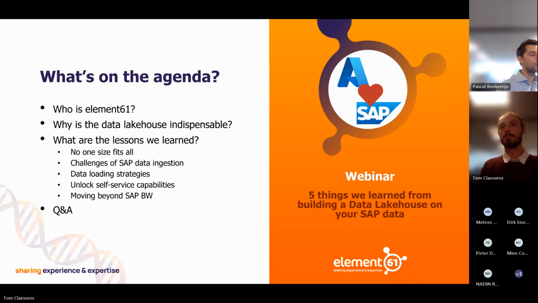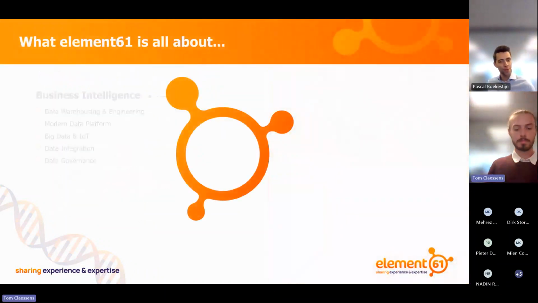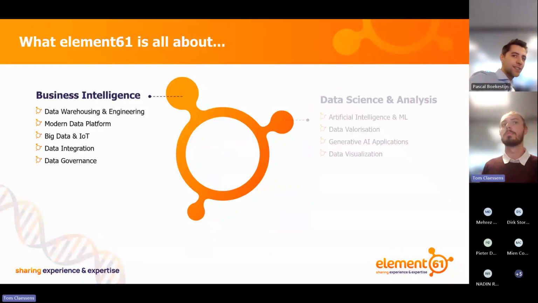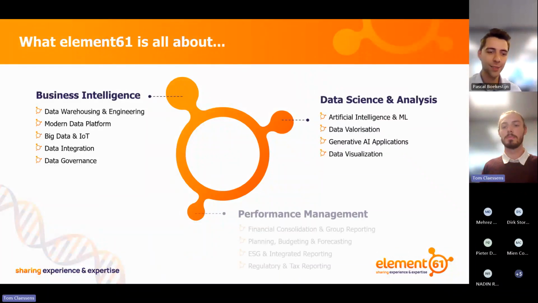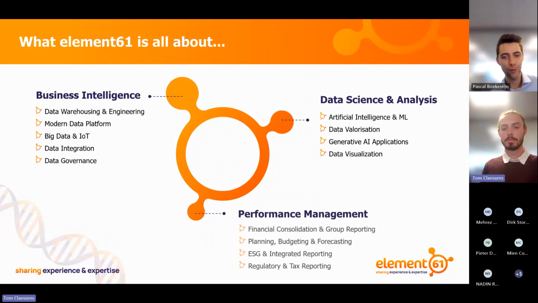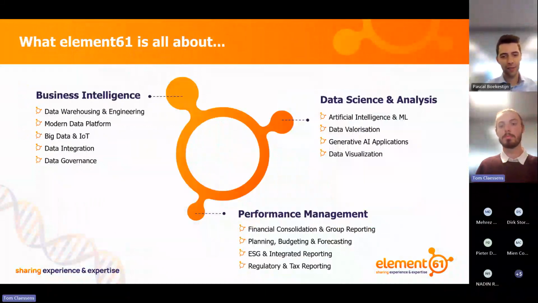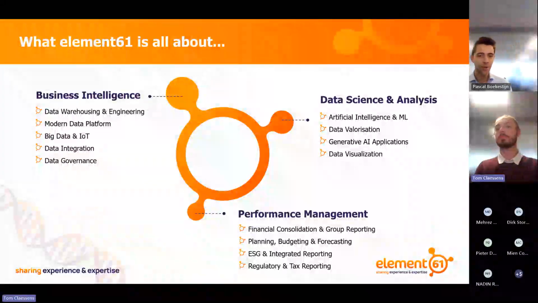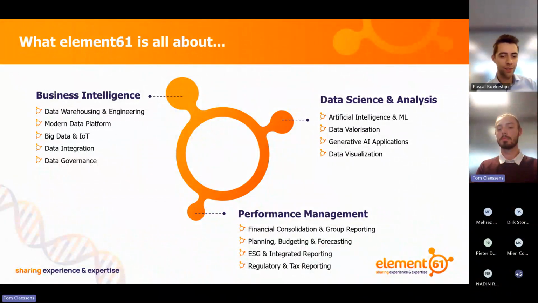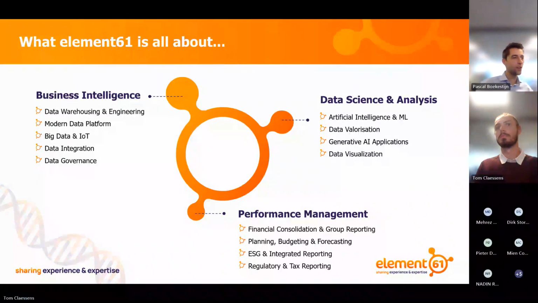But first, element61. So element61, we are about business intelligence. We're doing various kinds of topics related to business intelligence. We work on data science and analysis, and of course the newest kid on the block, we're working on artificial intelligence and machine learning as well. And besides that, we have a competence center specialized in performance management, going from PPC to Profix to all kinds of performance management tools that are working on planning, budgeting, and forecasting.